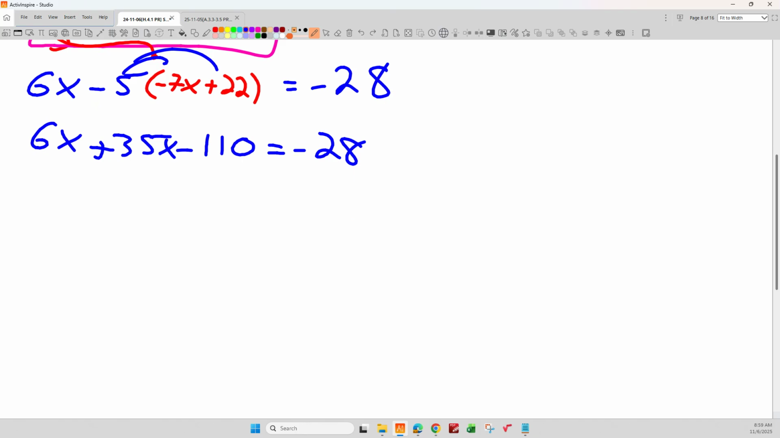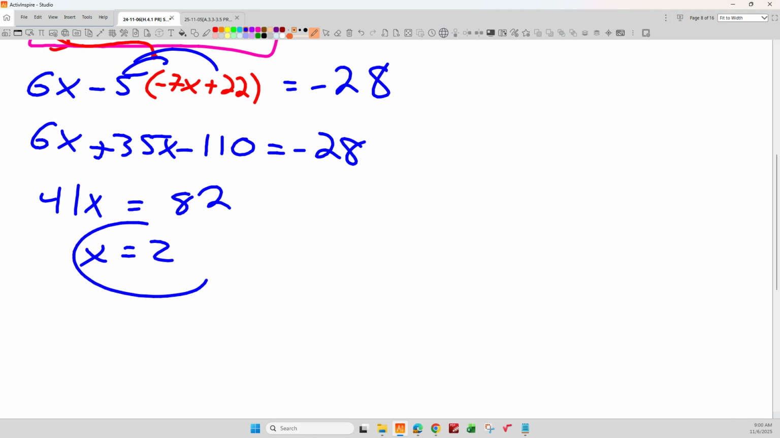41x. Add the 110 to that side. What do I get? 82. Good. So what's x? If I divide both sides by 41, I get x equals 2. Am I done?